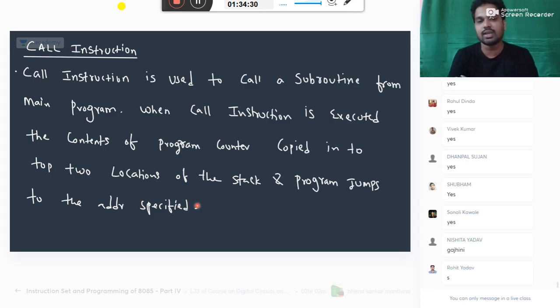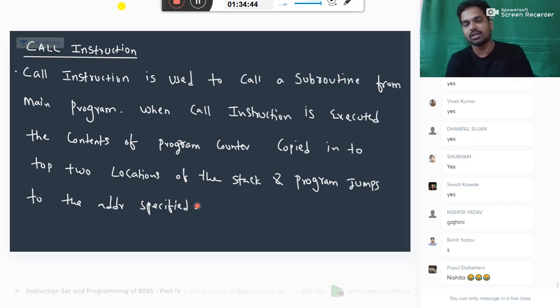That is what it is saving, because the address of the next instruction is present in the program counter only. So the PC will be stored in the top two locations of the stack. That is what we call pushing into the stack. So when you come out, you can pop it, read the top two locations, and go back.